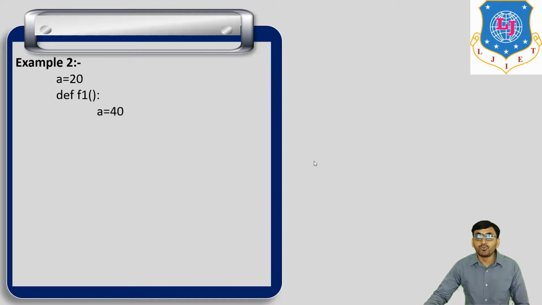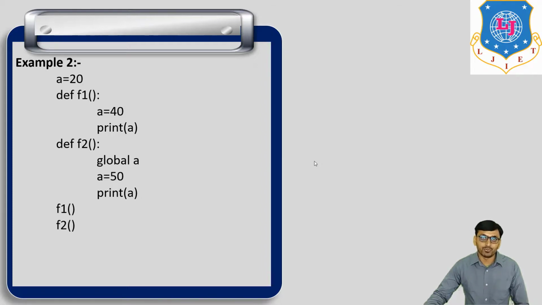Okay. Now, example number 2, a is equal to 20, a global variable outside the function. def f1, then a is equal to 40, then print a. Then def f2, global a, then a is equal to 50, print a, and function calling f1 and f2.